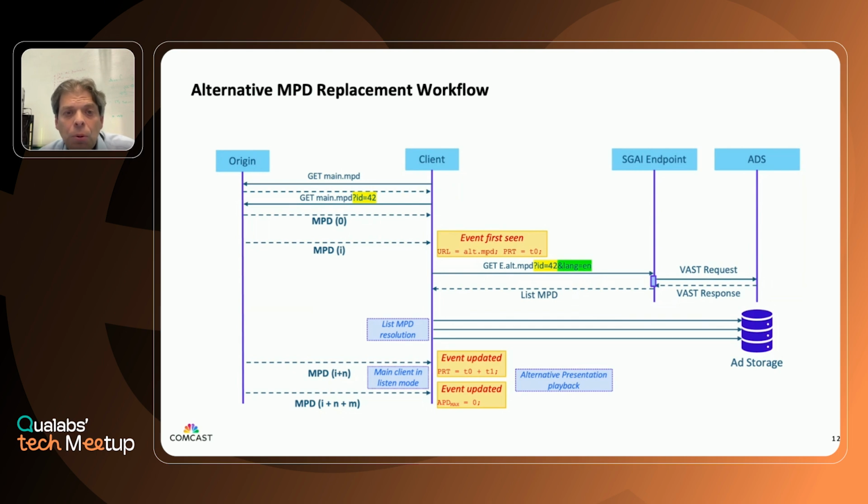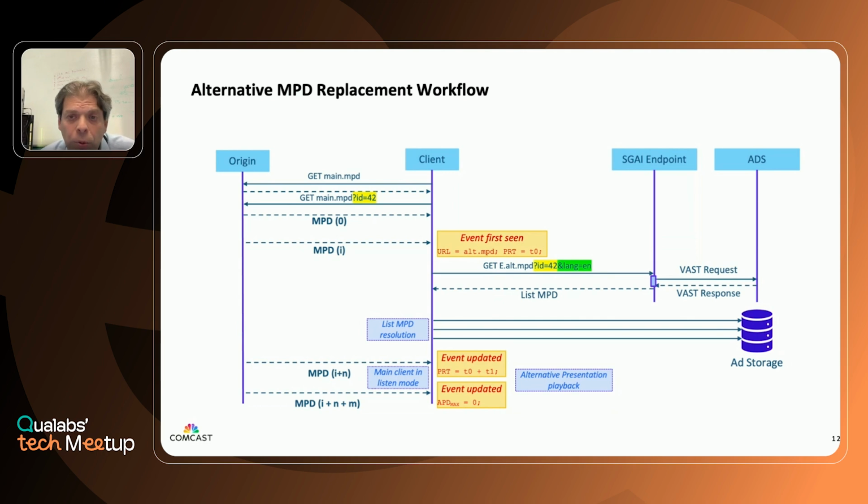So let's say we're the client. Initially, we're getting our main MPD. We have the 302 track that we showed. We're getting MPD 0, so our first MPD. We're playing it. At some point, we're getting our ith MPD, and all of a sudden, we see an alternative MPD event. So this is when it's first seen. And we see that it has a URL of alt.mpd, and its presentation time is T0.